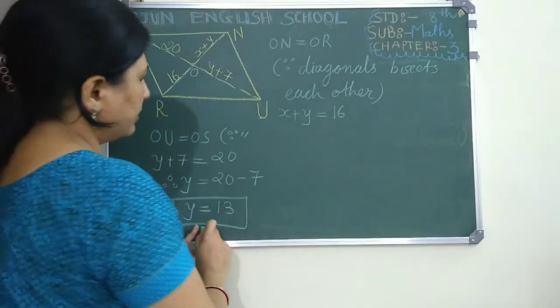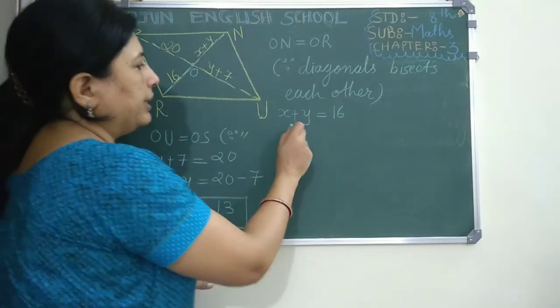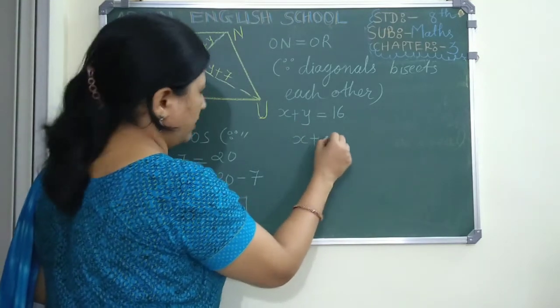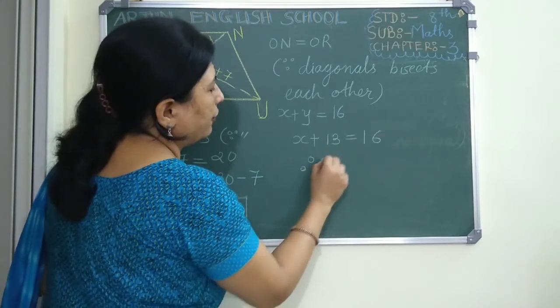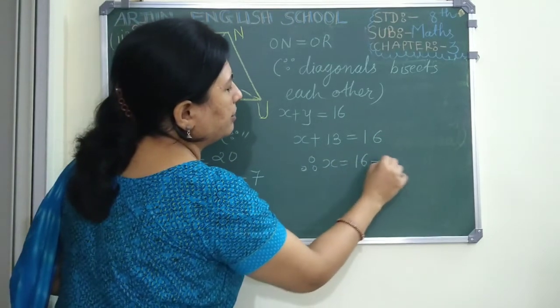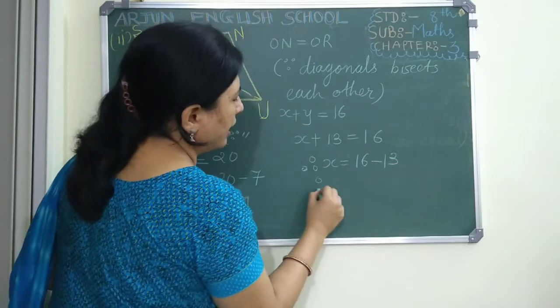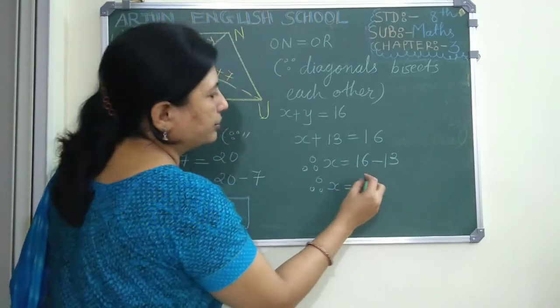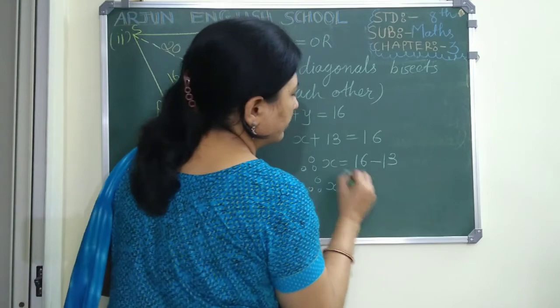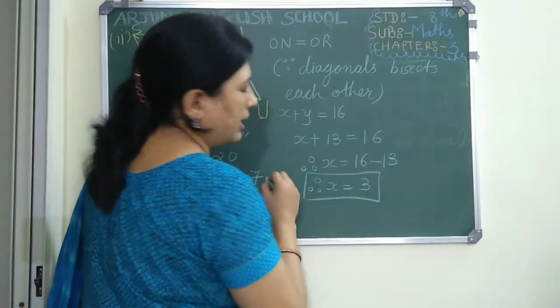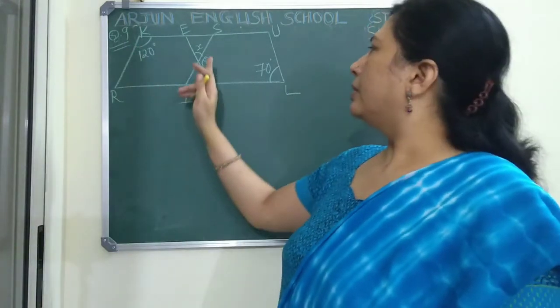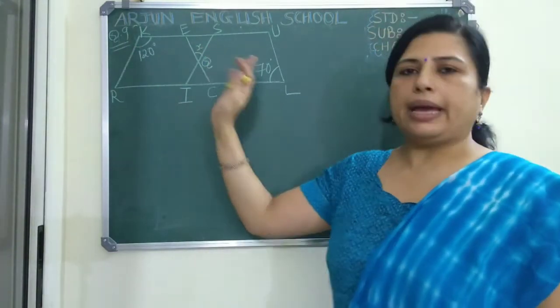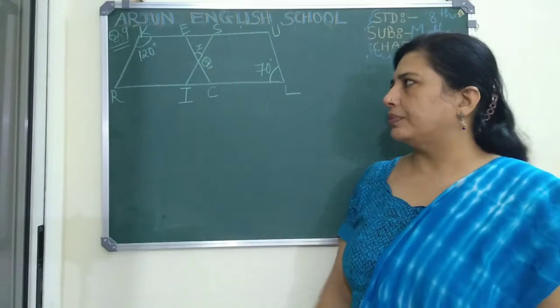Let us take this value of y and put it in this equation, then x plus 13 is equal to 16. Therefore, x is equal to 16 minus 13. Therefore, x is equal to 3, that is your answer.